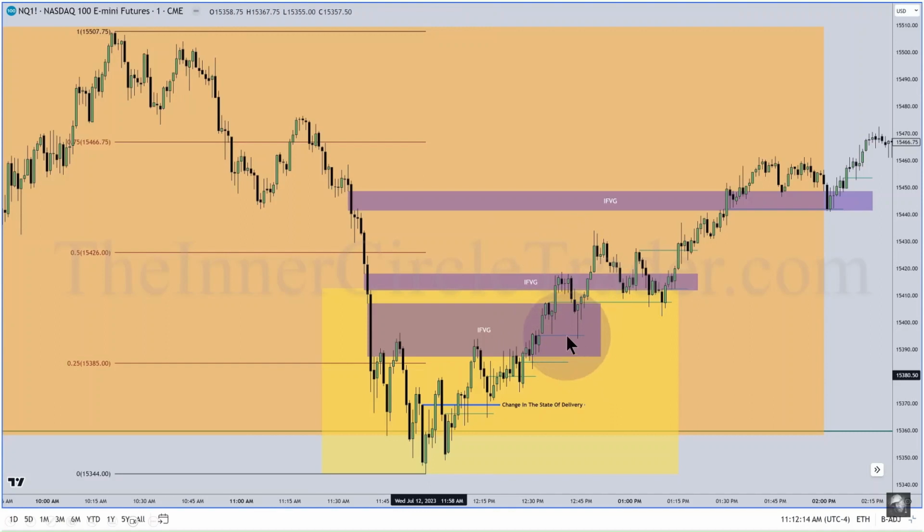It drops down, takes out that liquidity, also respecting consequent encroachment of this fair value gap. Then it rallies to this high and through this inversion fair value gap, comes back down, support, support, rallies back up. What is it creating here? Short-term low. So what's going to be trailed up right behind that? Sell side.